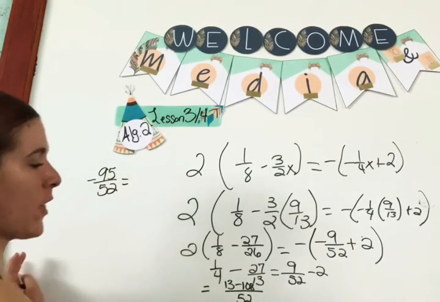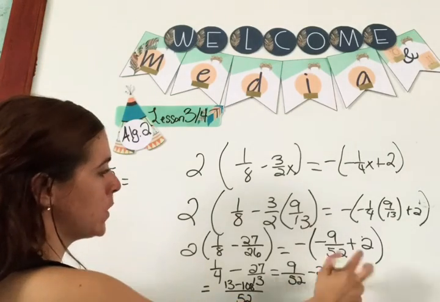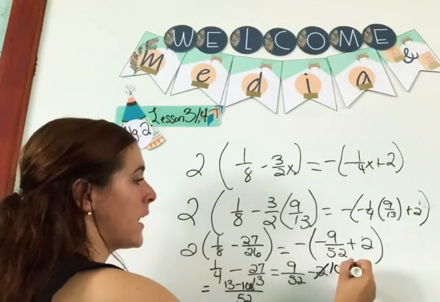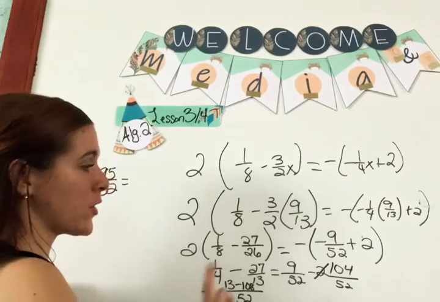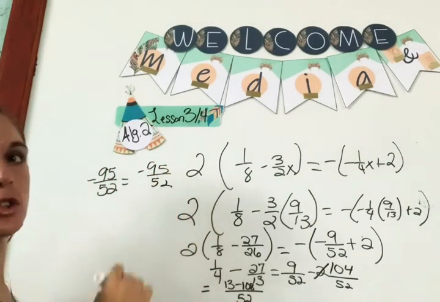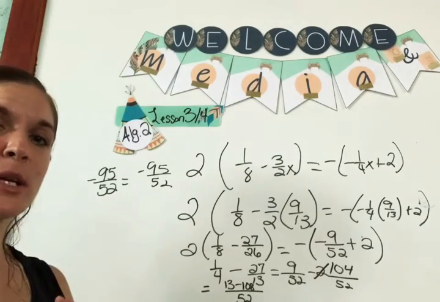Okay, let's see what we get on the other side. 9 over 52 minus 2 is going to do, what's 2 times 52 is 104, negative 104 over 52. So 9 minus 104 is also going to give you a negative 95 over 52. Okay, if you say, oh my, that's a really hard way to check that, Miss Jessica.